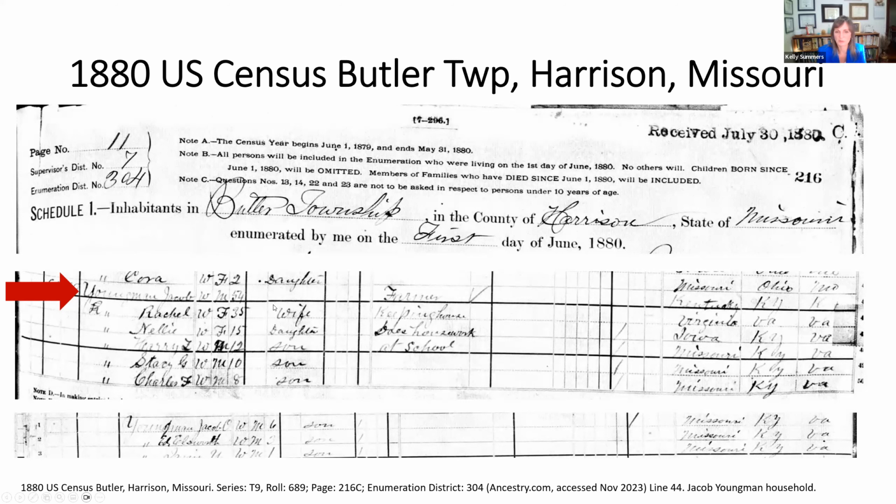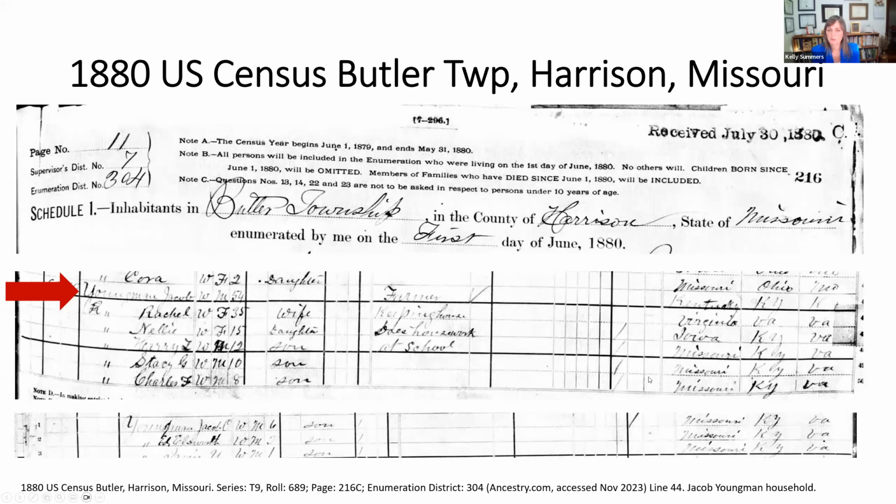Jacob Youngman is 54. He is a farmer. Again, born in Kentucky. That lines up with what we know. Rachel, 35. She's his wife, born in Virginia. Very good. Now, next I see Nellie, who is 15. Harry, who is 12. Stacy, I have seen before. He's 10. Charles, who is 8. Jacob O., who is 6. Ed Ellsworth, who is 3. And Irvin, who is 1. So we have some new names here.